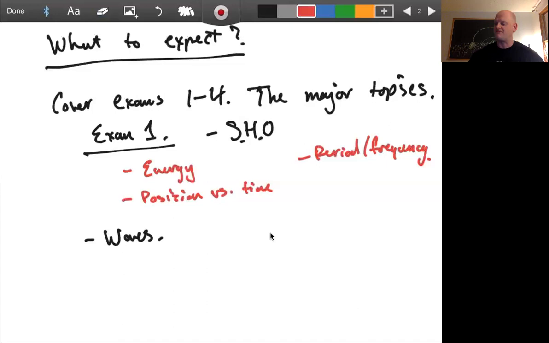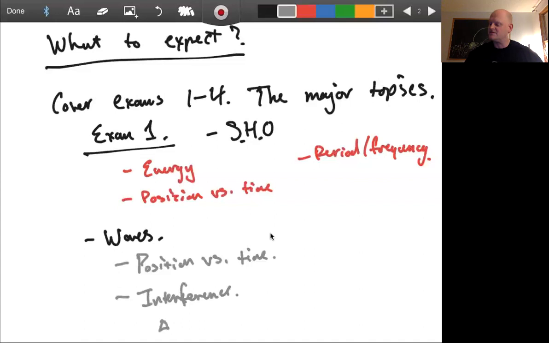So look at those things. For the waves, what are some subtopics of waves? So again, waves, you're going to have mostly position versus time. What else did we talk about here? We also talked about interference. Here, what I really mean is things like path length difference. So delta D is equal to either n lambda or n plus a half lambda, things like this. Path length difference when it comes to interference.